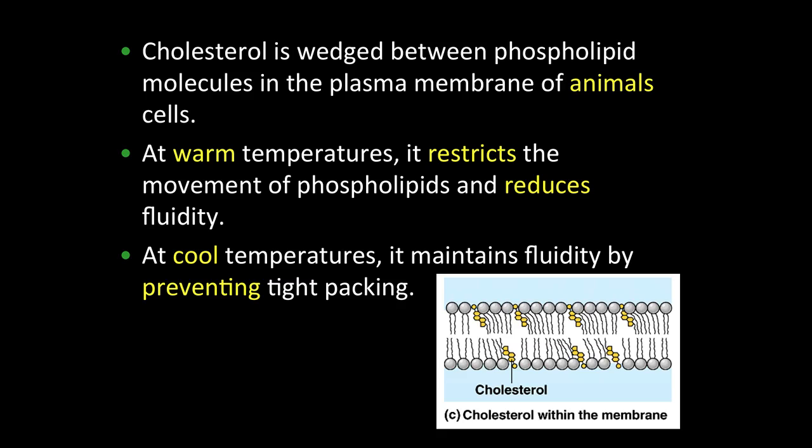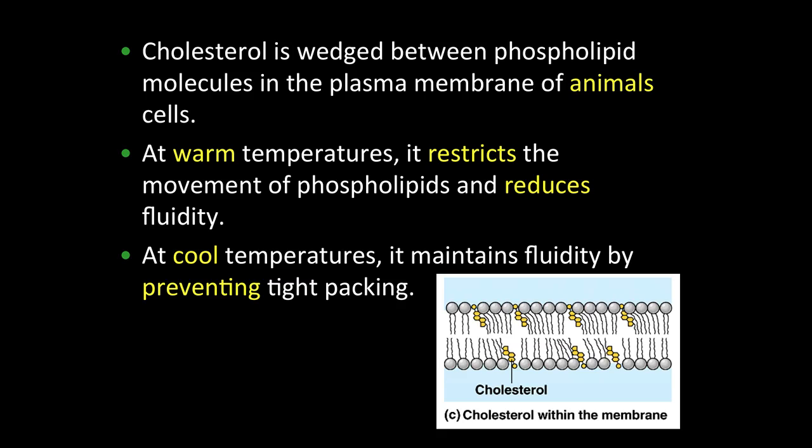What could happen is that the phospholipids in the cell membrane will want to move a lot. They have a lot of kinetic energy, so they will want to move. But if they move a lot, it will destabilize the membrane. So cholesterol will restrict such movement because of how it's wedged between the phospholipids. It's going to restrict that movement and therefore reduce fluidity. Alright? So it's reducing fluidity when it's warm, because of all that kinetic energy from the heat energy, the phospholipids want to move. So it wants to reduce that.